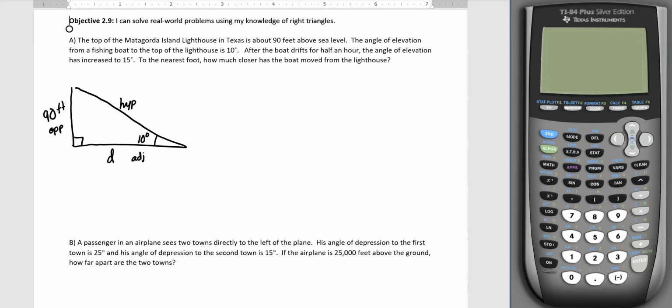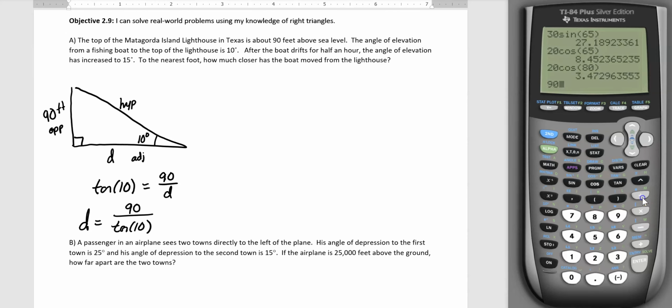Okay, so what equation are we going to use? Tangent. So we'd say the tangent of 10 degrees equals my opposite, 90, over my adjacent, the distance I'm trying to find. That means that the distance is 90 divided by the tangent of 10. Let's put that into our calculator here. So we'd say 90 divided by the tangent of 10, close parentheses, and we get 510.42. Okay, so that's the first one.